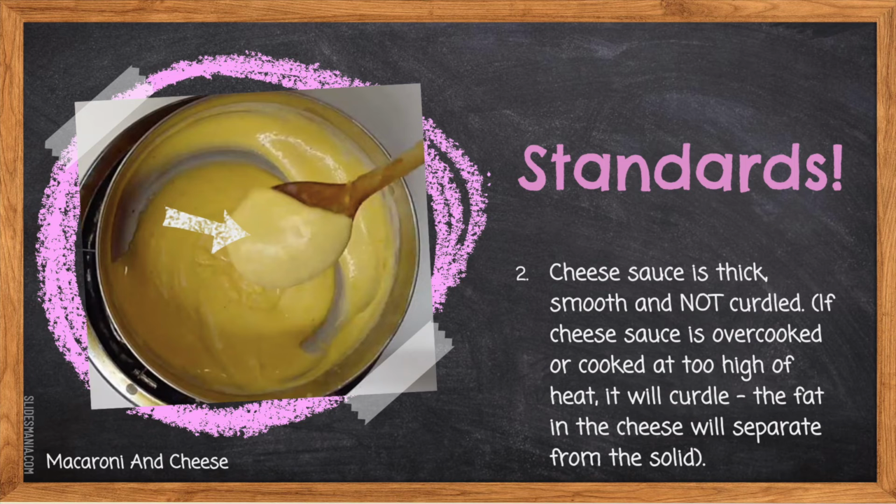2. Cheese sauce is thick, smooth, and not curdled. If cheese sauce is overcooked or cooked at too high of heat, it will curdle and the fat in the cheese will separate from the solid. This was achieved because you made your roux very well by making sure you're constantly stirring the flour and you made sure everything was a smooth paste. And when you added your milk in slowly, you did it little at a time, making sure that the sauce had a chance to absorb slowly, making that really thick paste.